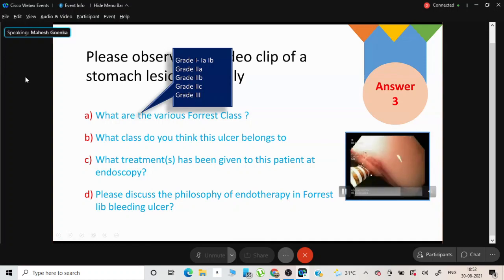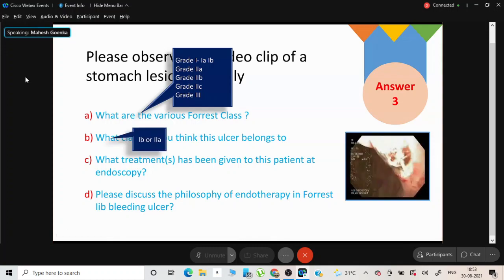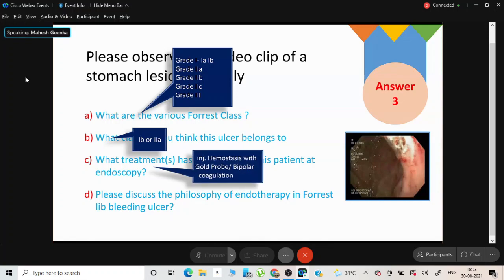So this, to me, looks like 1B, which is oozing. But even if you answer 2A, which is a non-bleeding visible vessel, it is okay with us. So for the second component, any one of them will be taken as correct: 1B, which is an oozing vessel, or 2A, which is a non-bleeding visible vessel. What treatment has been given to this patient? So you saw a combination therapy with injection hemostasis with a gold probe, you can write bipolar coagulation. Both of them are correct. So this was a combination of injection hemostasis with gold probe or bipolar coagulation.